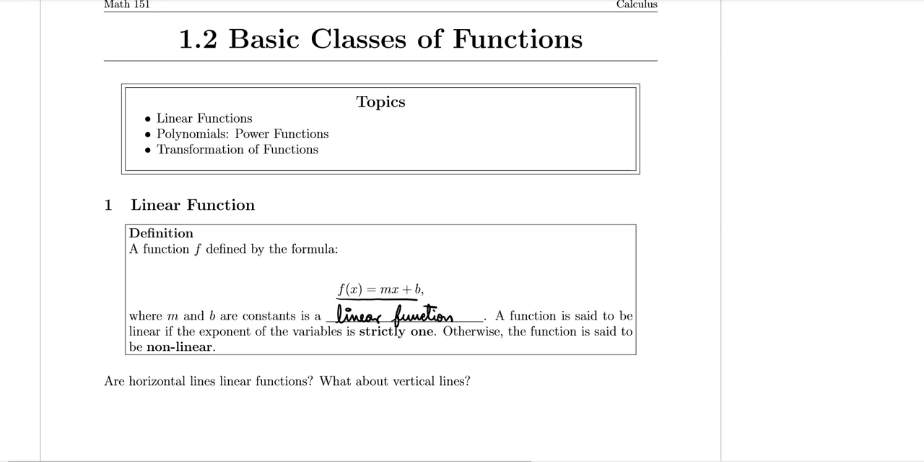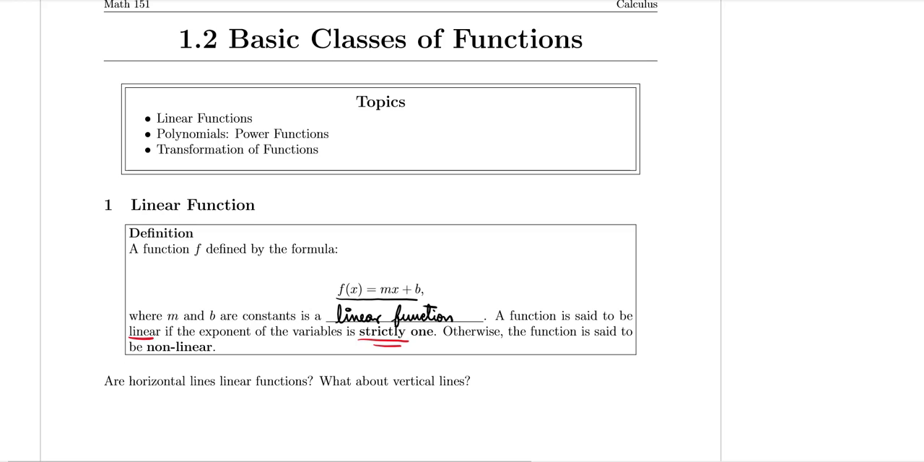Now, a function is said to be linear if the exponent on the variable is strictly 1. In this case, you see the x. Notice that there is no power visible, and whenever we don't see a power, it's implied to be a 1. Now, if the power is not a 1, then it is known as a nonlinear function.